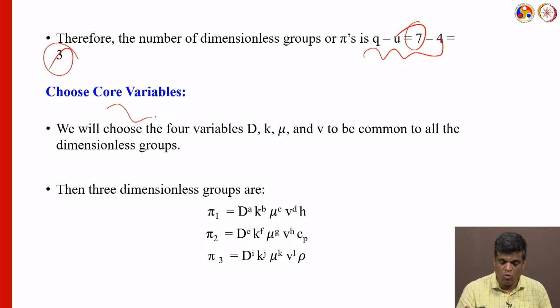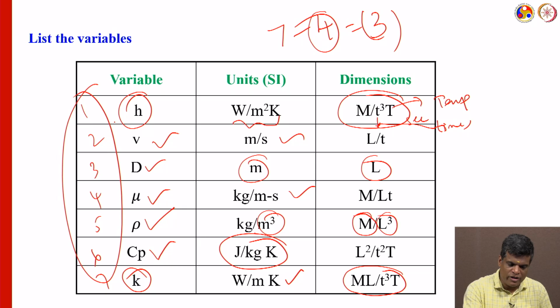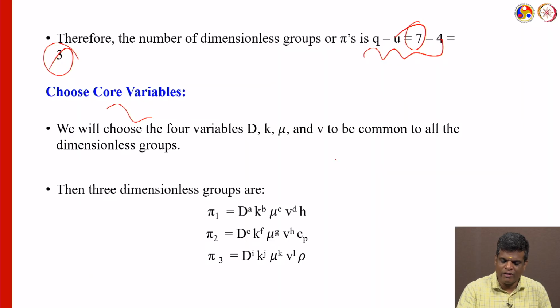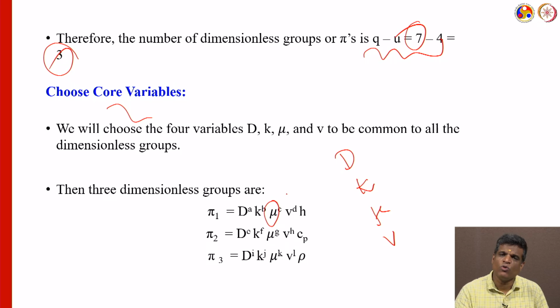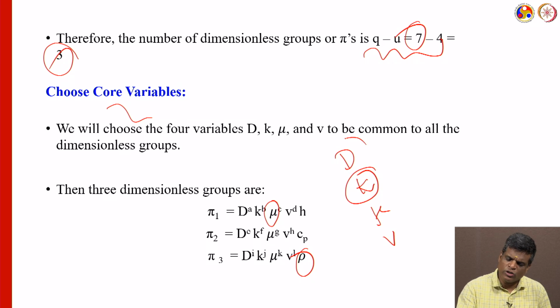First we have to choose the core variables, because we have so many variables; we have to check which variables are essential. Here we choose the core variables D, diameter, K, then mu, then V, because they should not repeat. If you choose viscosity, there is no need to choose density again as a core variable, because viscosity is already there. Same way, if heat transfer coefficient is there, thermal conductivity is already there. So we can choose only 4 core variables here.